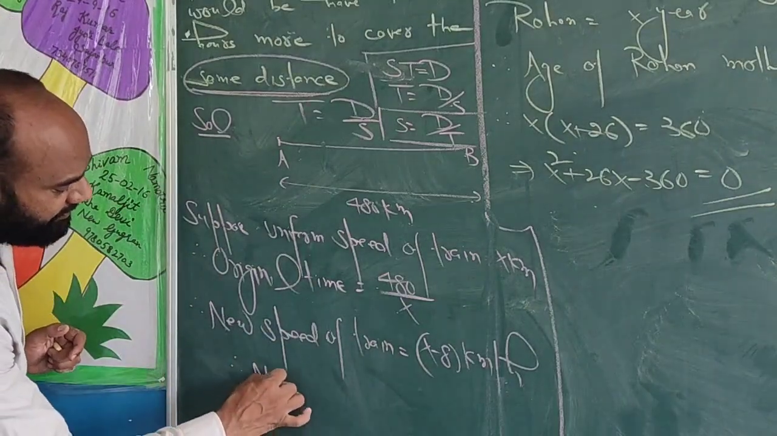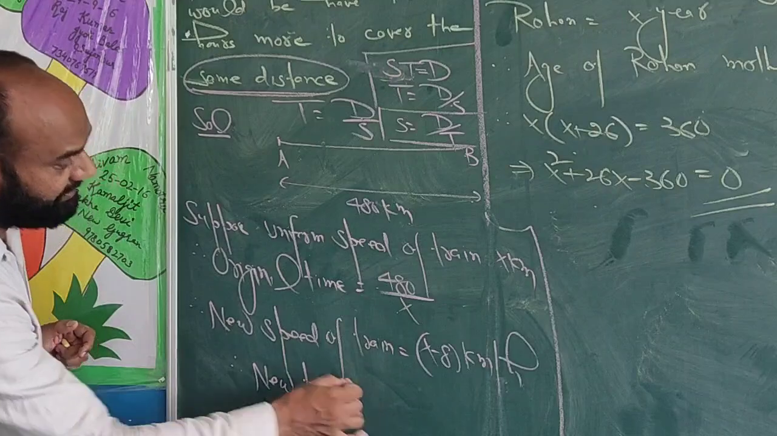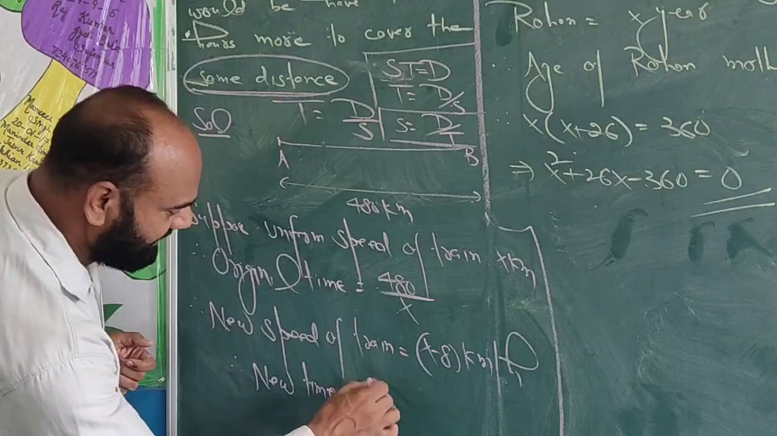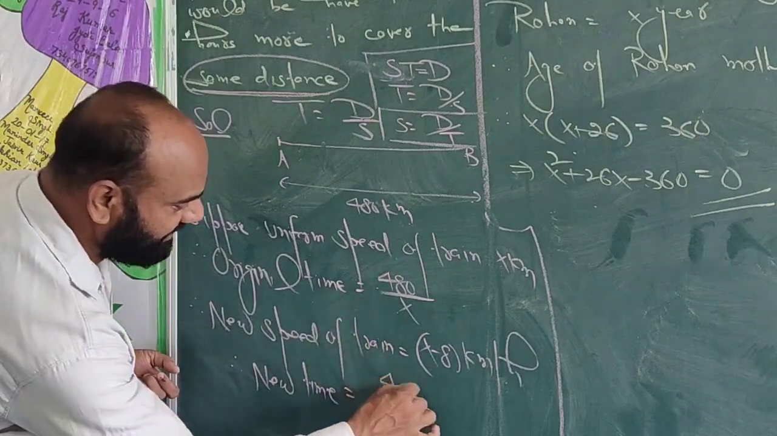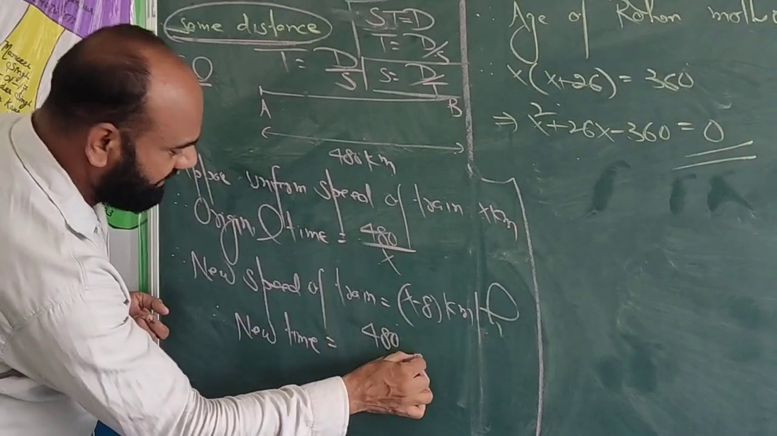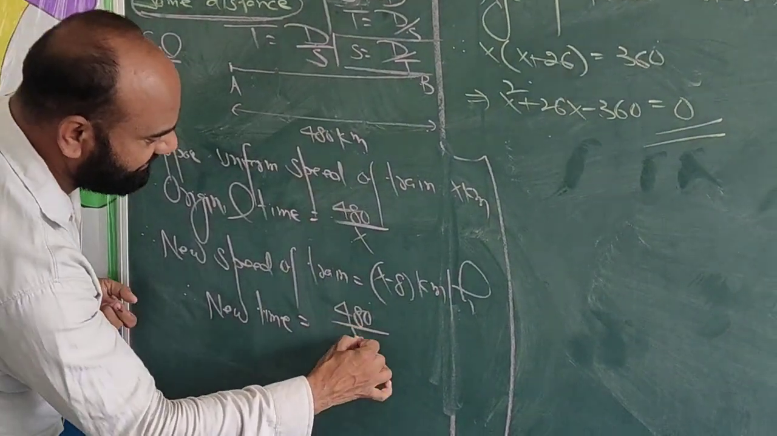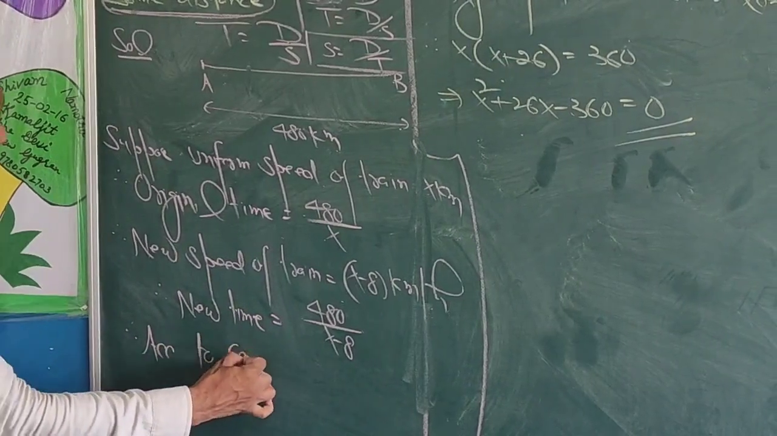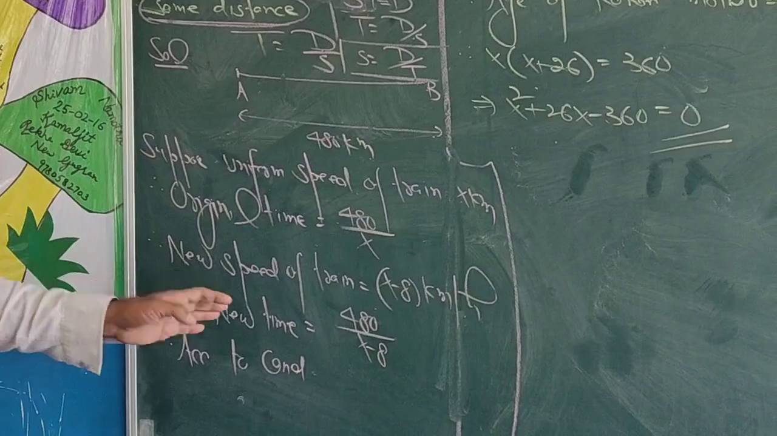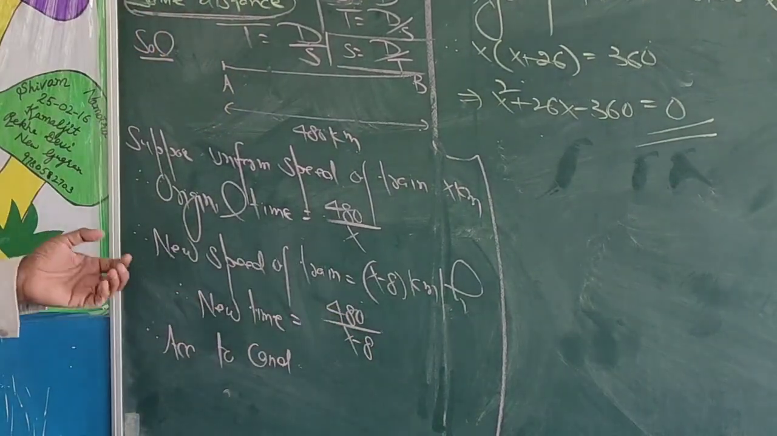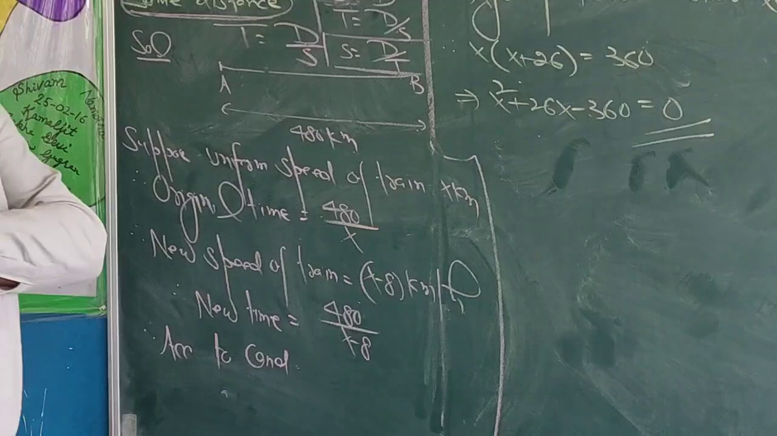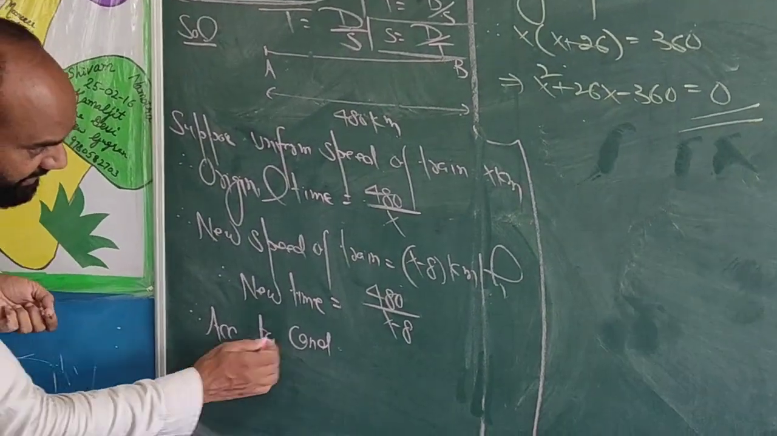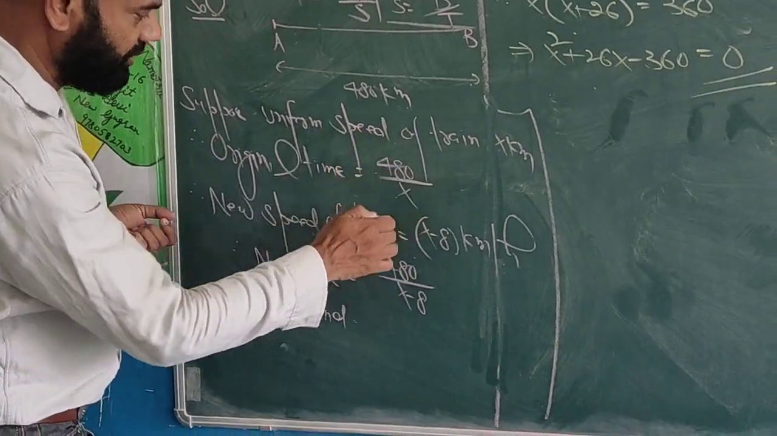So the new time, when the speed of the train is 8 km per hour less, equals distance upon speed, and the distance is the same because it is given, and the speed is x minus 8. Now according to the condition, when the speed of the train is diminished by 8 km per hour, then it is compulsory he takes more time, and it is given he takes 3 hours more. Means the new time is 3 hours more compared to this time.